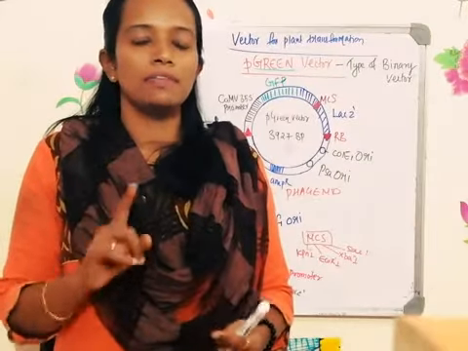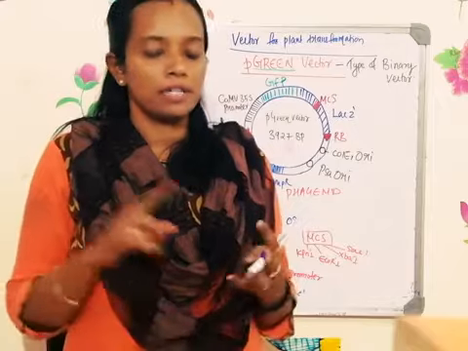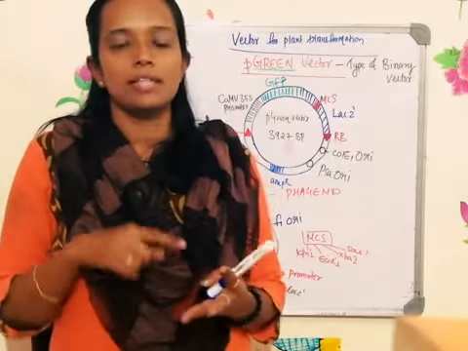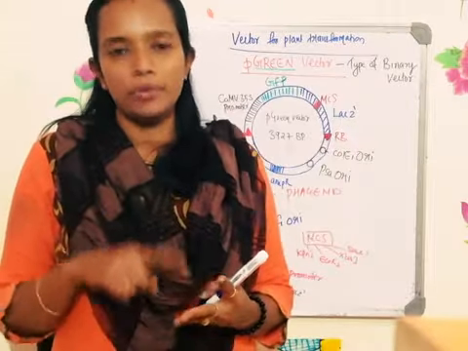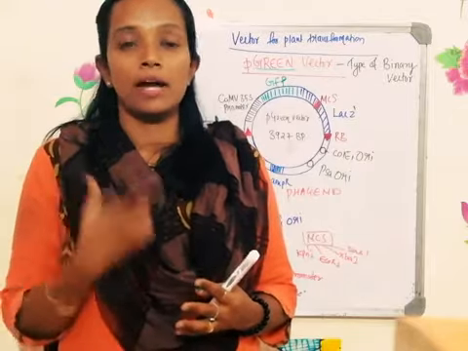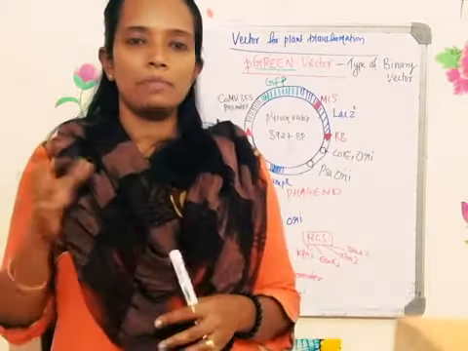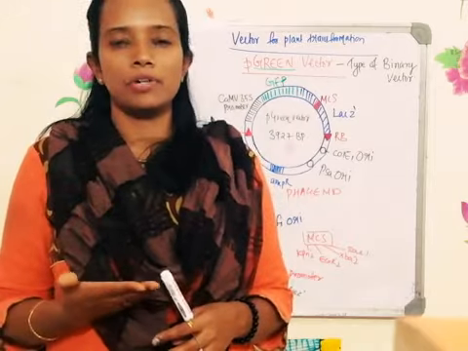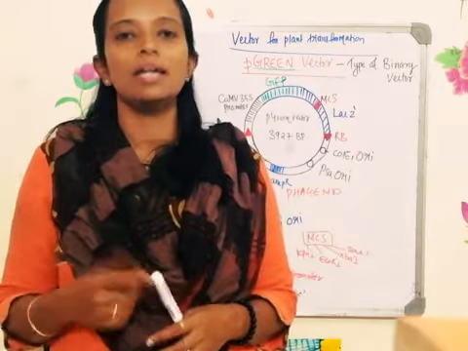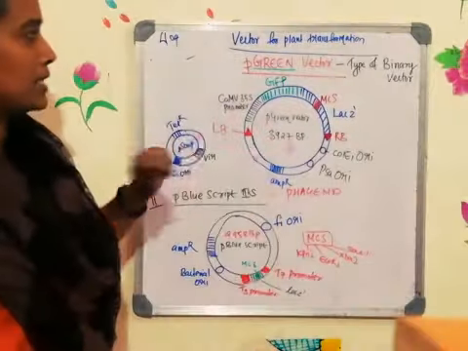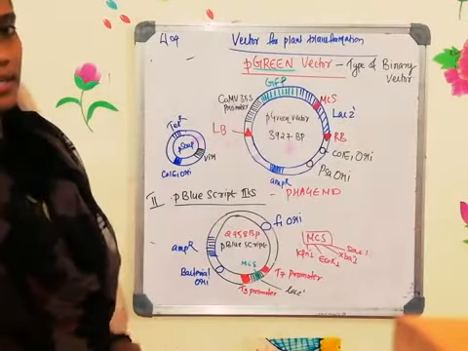And you know what different features a vector should have? A vector should have an origin of replication, the size should be very small, it should have a unique restriction site, and it should also have a selectable marker gene. So BIN19 is a derivative of the naturally occurring Ti plasmid. Similarly, one more type of binary vector is there, known as the pGreen vector.